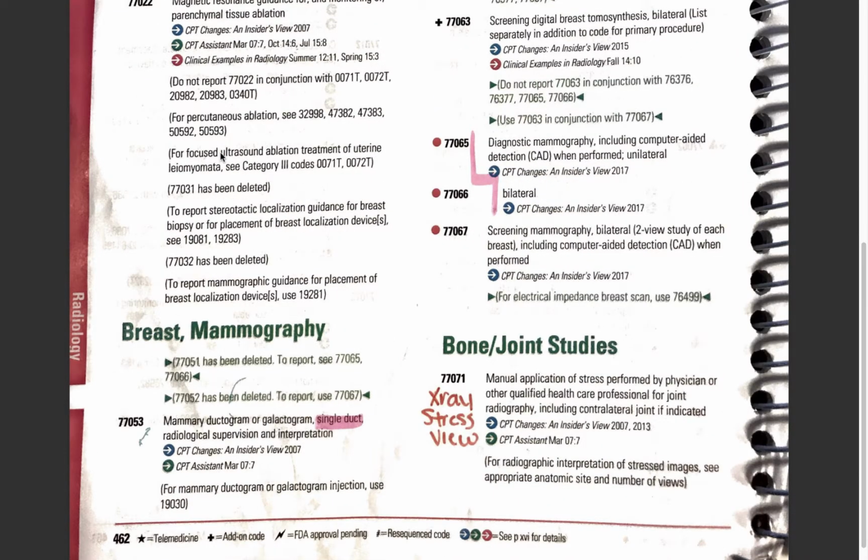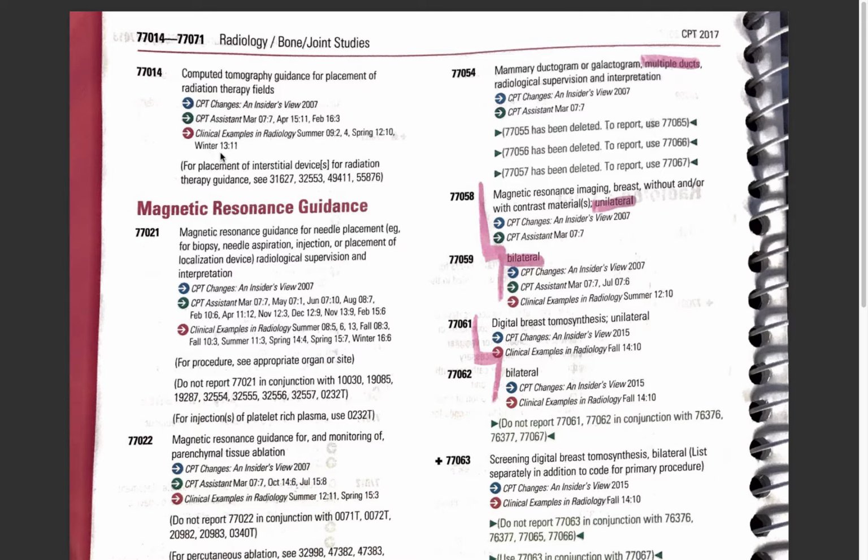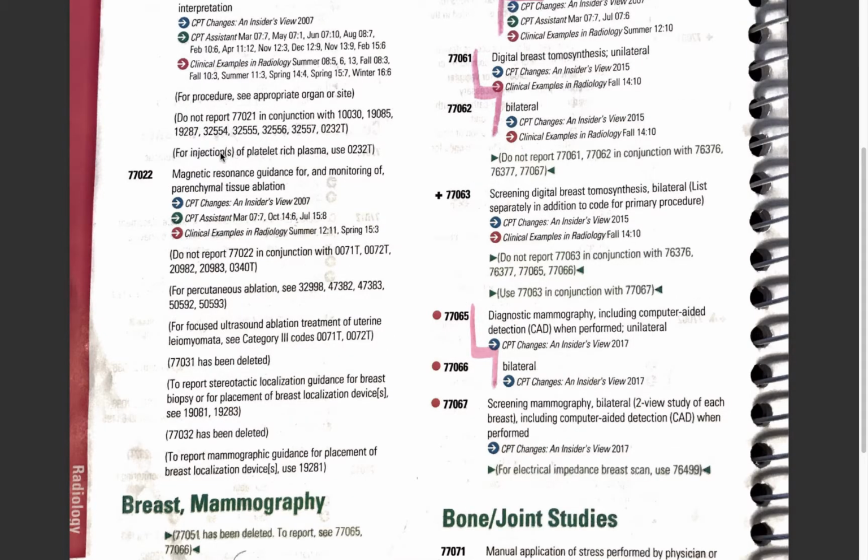Then you have your mammography procedures. 77053 is a mammary ductogram or galactogram, single duct. 77054 is mammary ductogram or galactogram, multiple ducts. And 77058 is an MRI of the breast without and or with contrast materials, unilateral. So one breast. 77059 is for both breasts. 77067 is a screening mammography bilateral. This is typically performed when patients become of a certain age to get a mammogram.